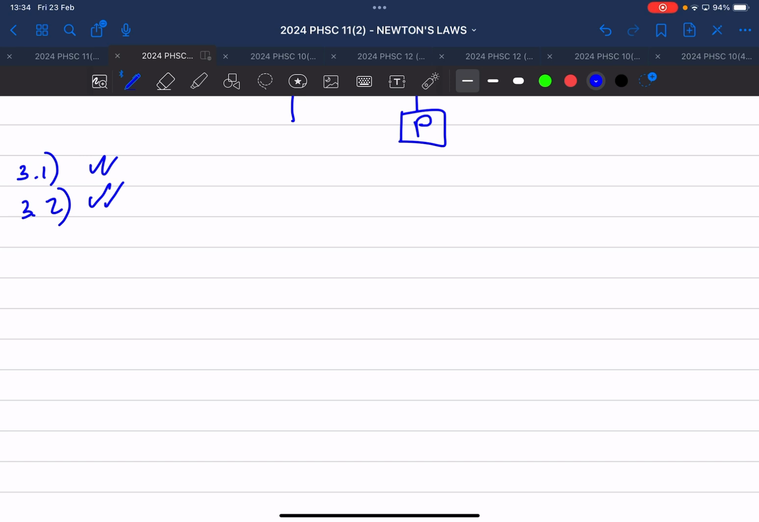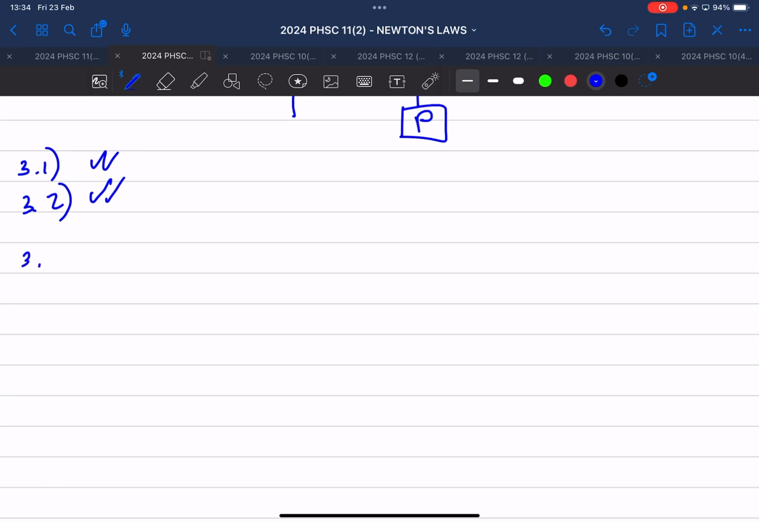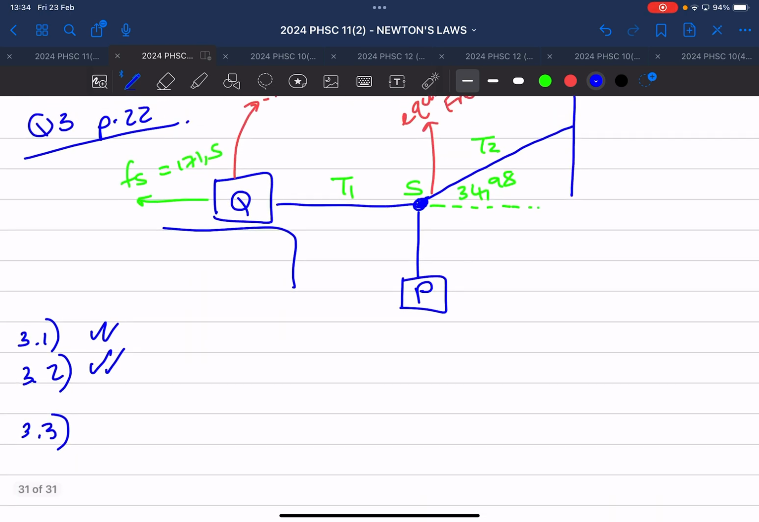All right, then question 3.3. It asks for a free body diagram of all the forces acting on Q. And then they say the length of your arrows must correspond with the size of the forces. And it counts 7 marks. Now there's definitely not 7 forces. Those 7 marks kind of go for the size of your arrows as well.